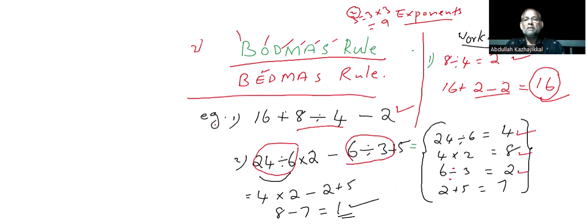Let me see the question. Here it is. Sorry, it is 6 divided by 3. That means 2. 2 plus 5, that is 7. Yes, 2 plus 5, we got this. We reached here, right? 4 into 2, 8. 2 plus 5, 7. 8 minus 7, 1.